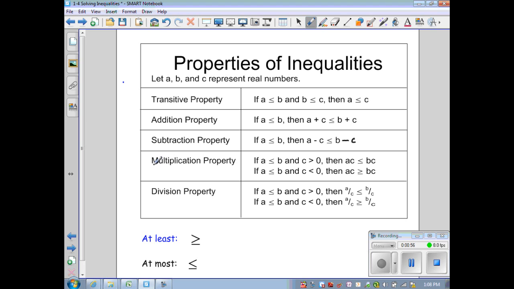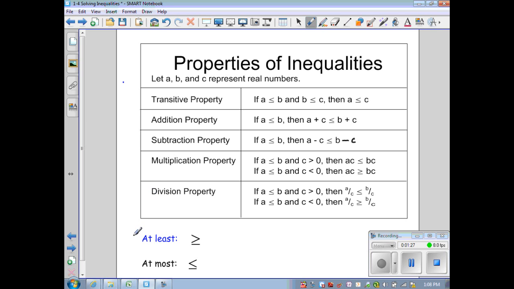Multiplication property, very similar. We do have a little bit of change here. If A is less than or equal to B and we multiply by C on both sides, AC is less than or equal to BC. But that is if C is greater than 0. If C is less than 0, notice what happens: the symbol changes. So AC is greater than or equal to BC when C is less than 0. And that is the same situation when we have the division property.